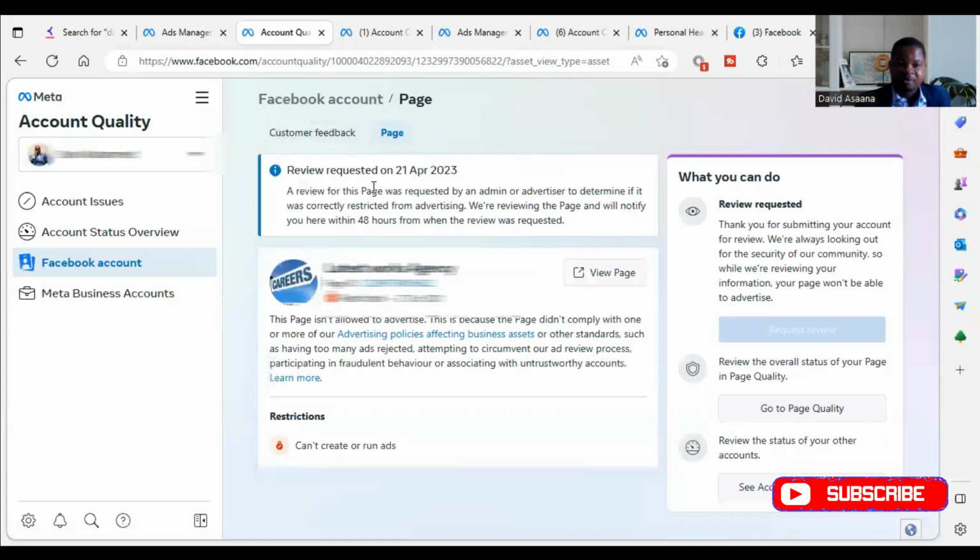Then, as you can see, review requested on 21st April 2023. A review for this page was requested by an admin or advertiser to determine if it was correctly restricted from advertising. We are reviewing the page and will notify you within 48 hours from when the review was requested. So after 48 hours, we can see the result of the request here.